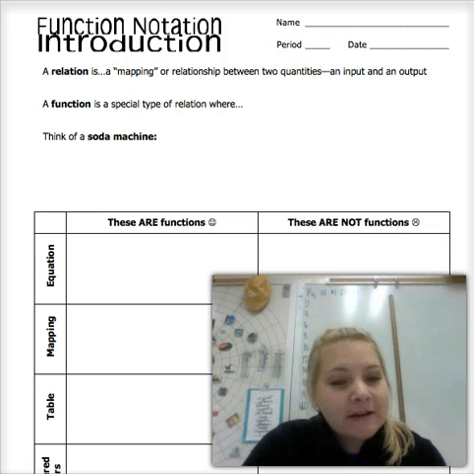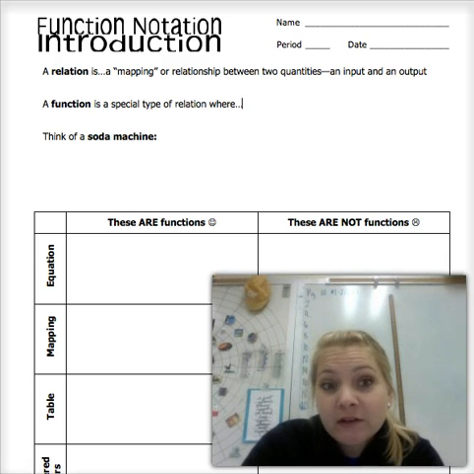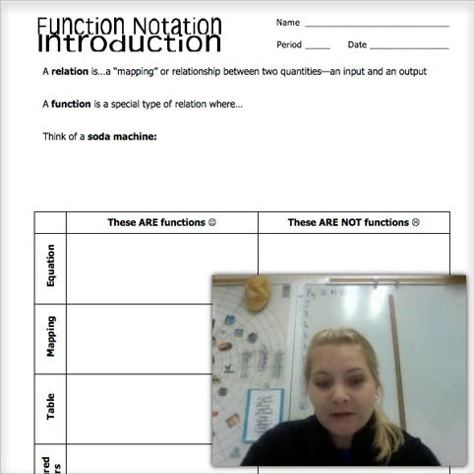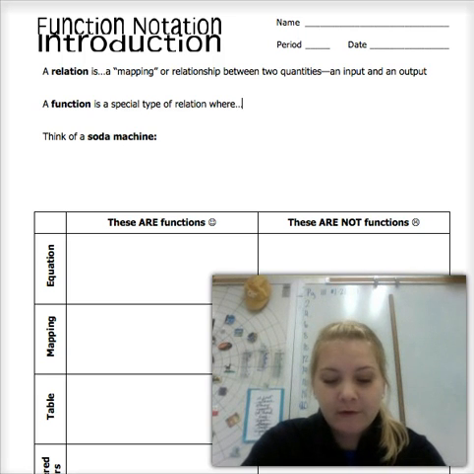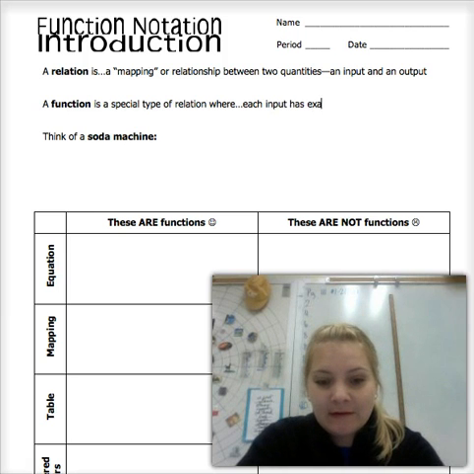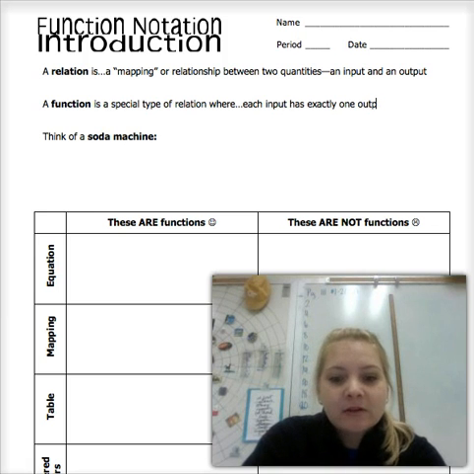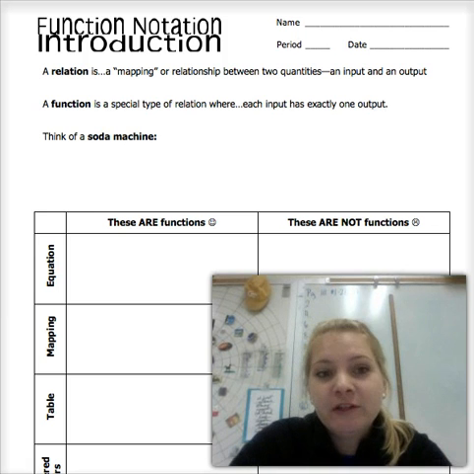All right, now we're going to take that a step further and look at a further classification of a relation, which is a function. So a function is a special type of relationship where each input has exactly one output. So we've taken a look at functions before, especially in that first unit.